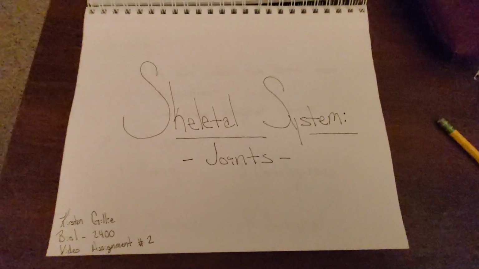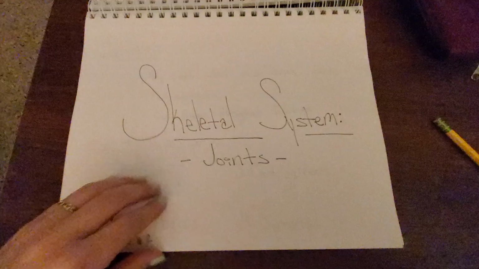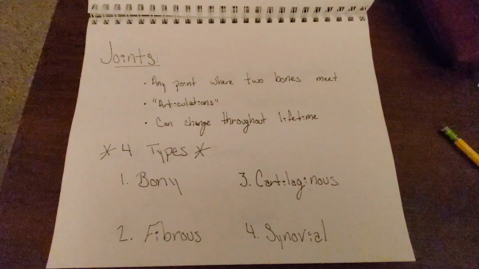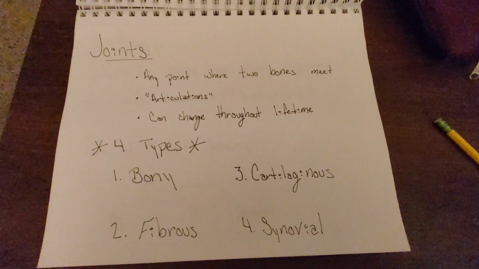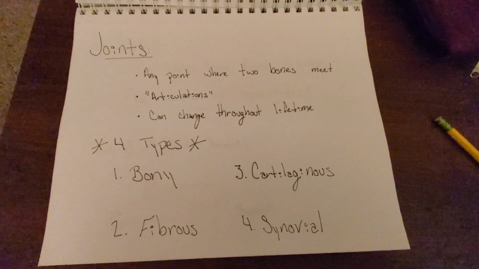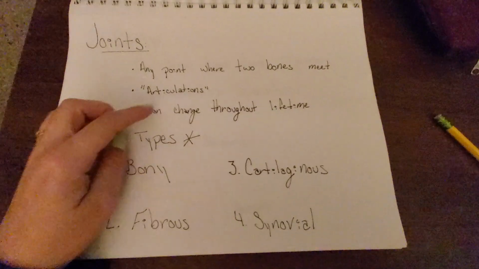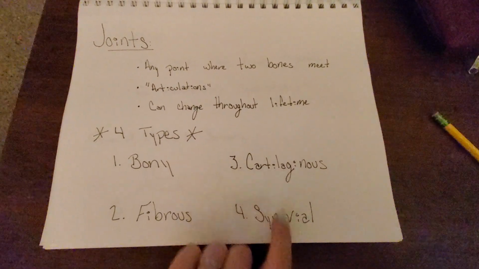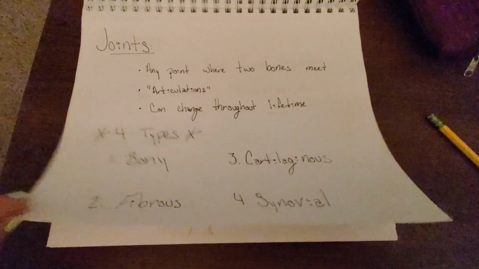The skeletal system, focusing on the joints. Joints are any point where two bones meet or articulate. They can change throughout your lifetime. There are 4 types: bony, fibrous, cartilaginous, and synovial.